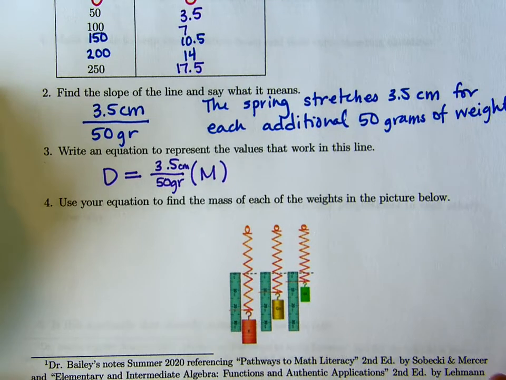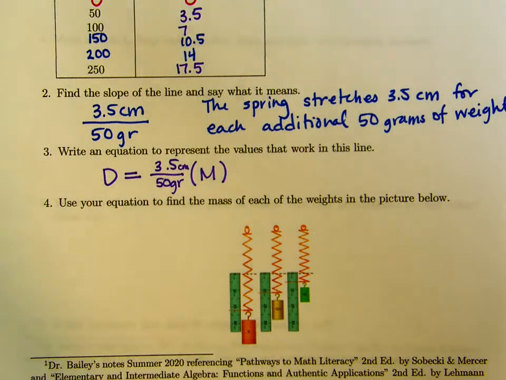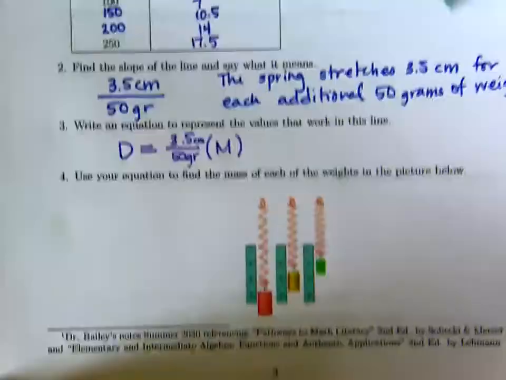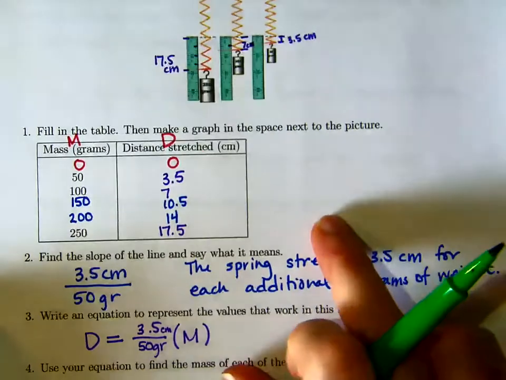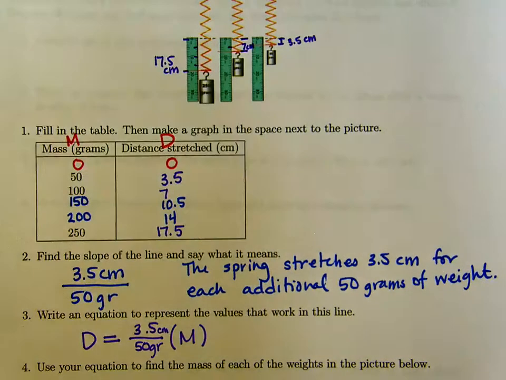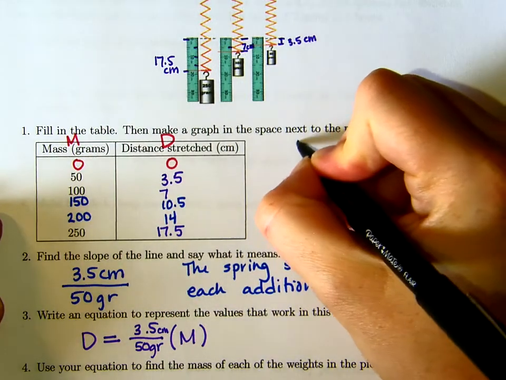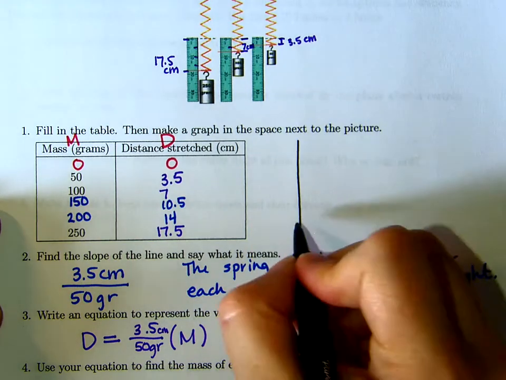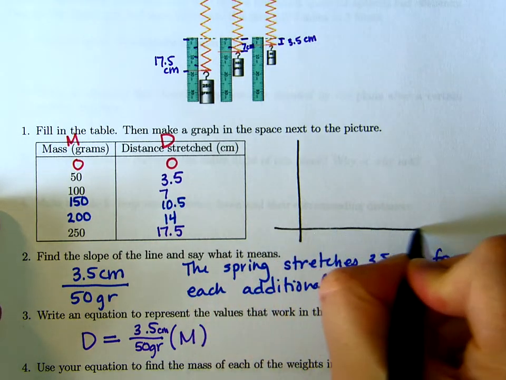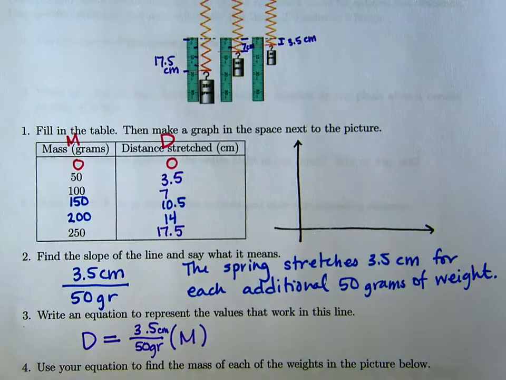Use your equation to find the mass of each weight shown below. You got it, boss. Let's see what we have here. Oh man, we forgot to graph this. Oh, beans. That's what my kid says. You're like, why does she keep saying that? Oh, beans. And I'm hanging out with her a lot right now. Both of them. I'm hanging out with them a lot right now.